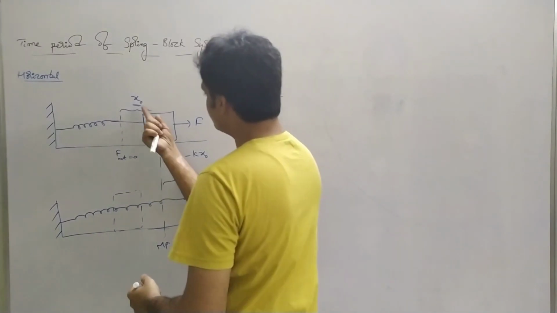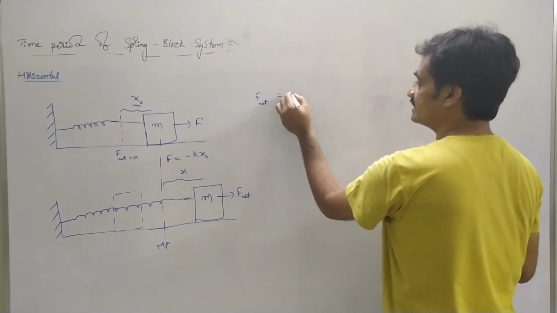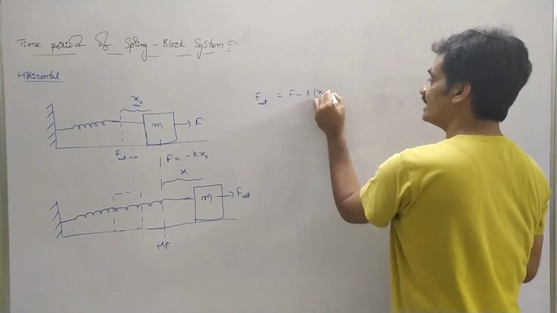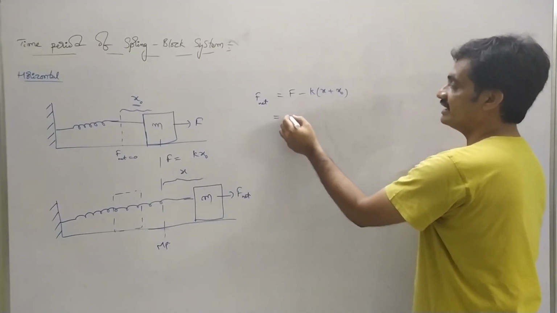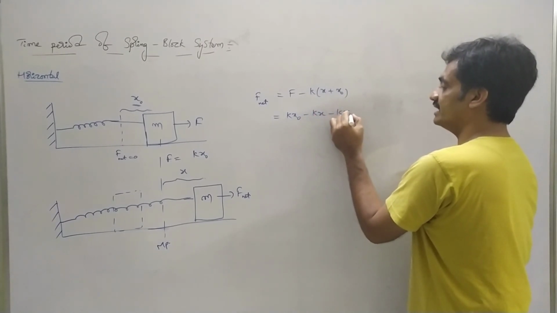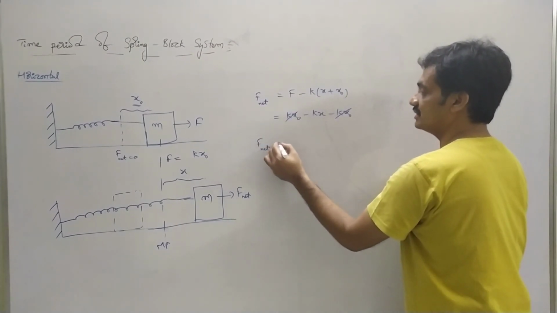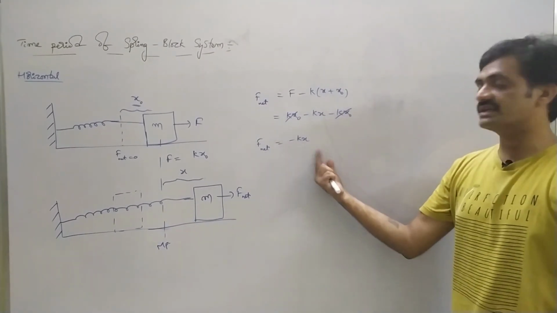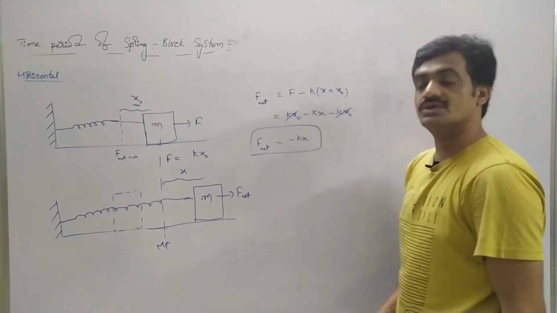Initially the displacement is x naught. Afterwards we have a displacement of x. Then we can represent it as F equals minus k into x plus x naught. As we substitute the value of kx naught, here we have kx naught minus kx minus kx naught. So kx naught gets cancelled. So we have F net is equals to minus kx. The net force is equals to minus kx. So that is the net force acting in the case of this horizontal spring.